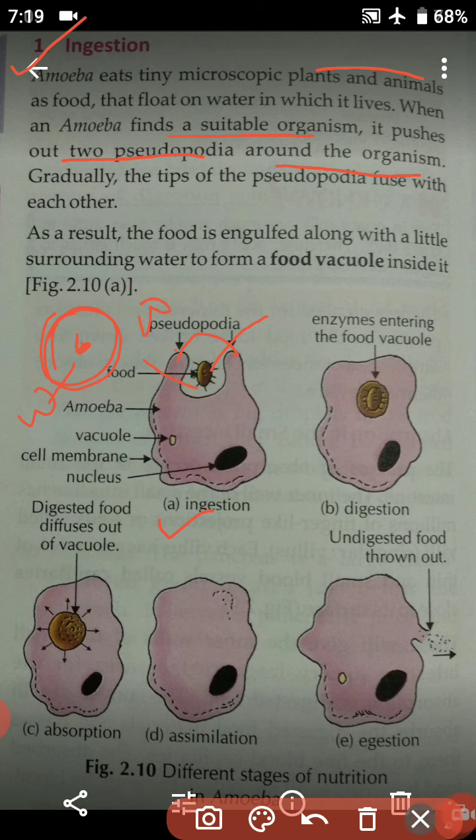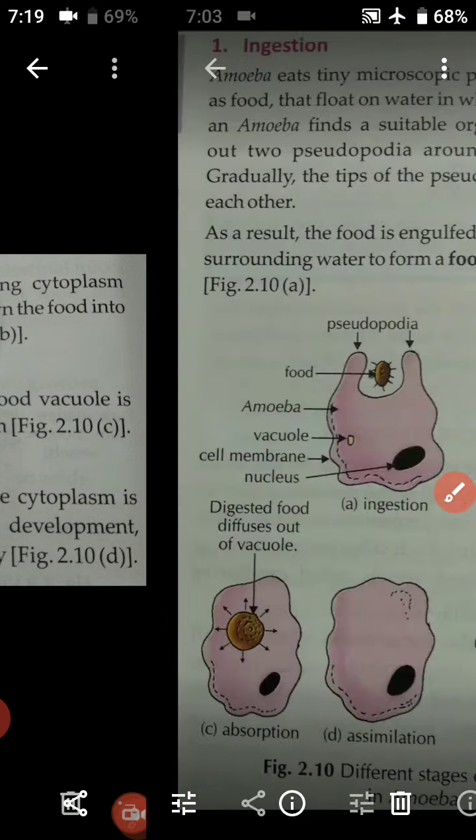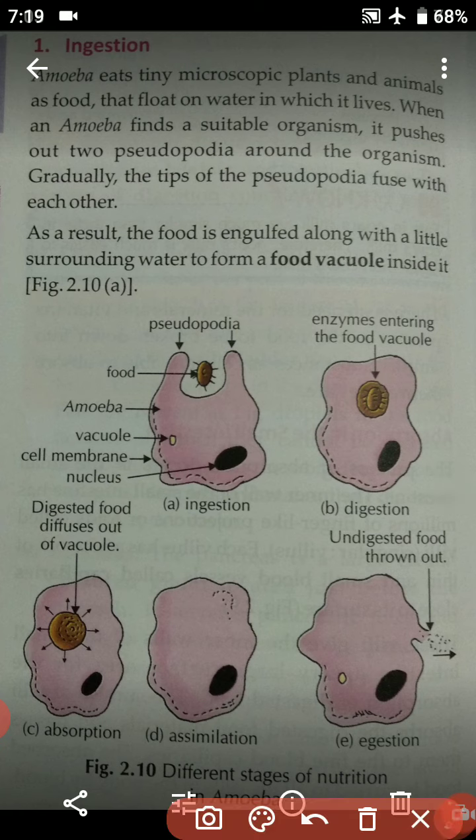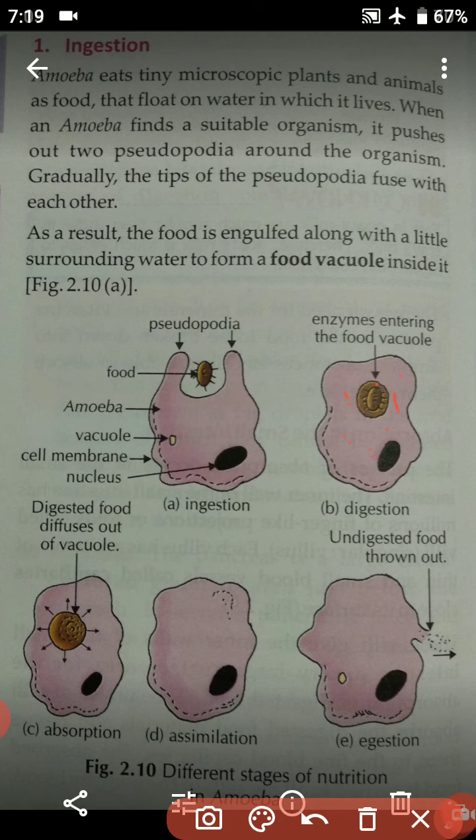So now you see, in digestion what happens? The enzymes from the surrounding cytoplasm enter the food vacuole and break down the food into simple soluble substances. So the enzymes that are present in the surrounding cytoplasm will enter into the food vacuole, and then those enzymes will help in breaking down the food into simple and soluble substances. So I hope it is clear to you.